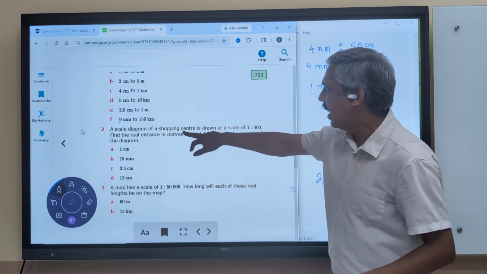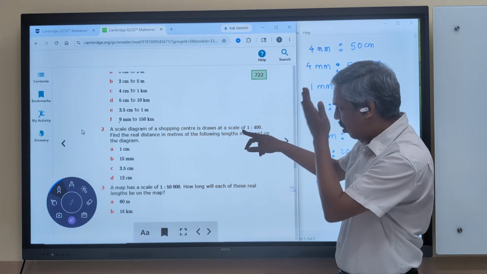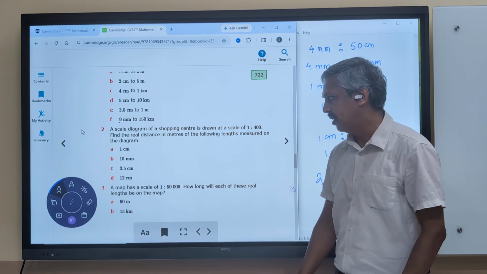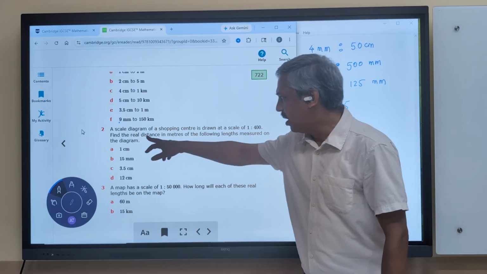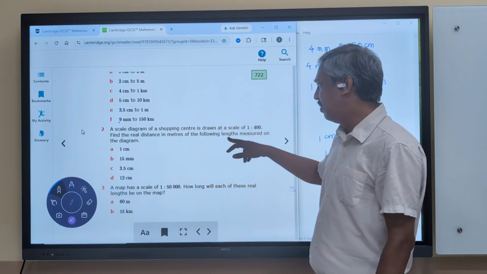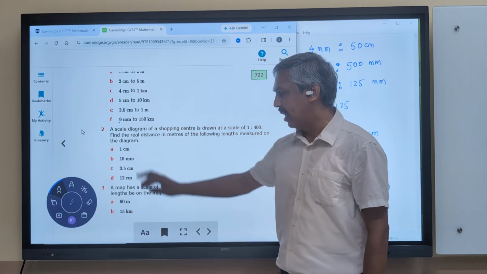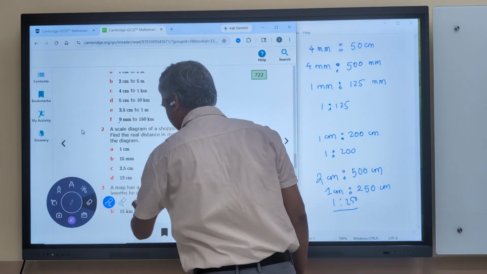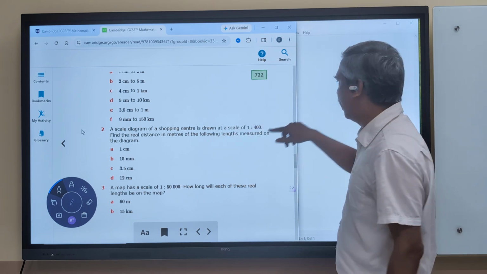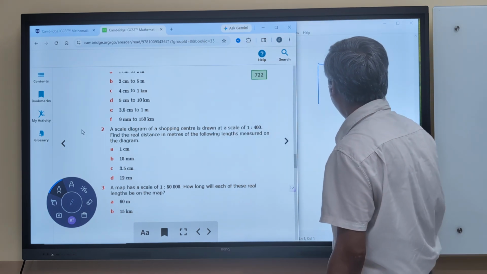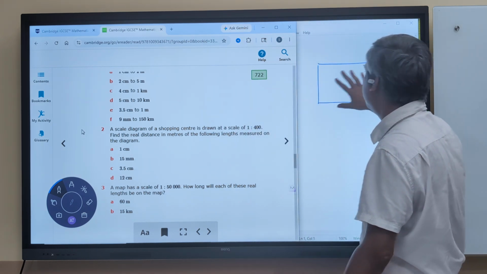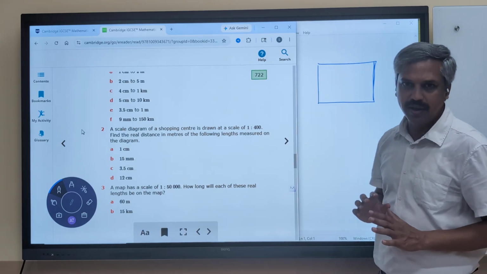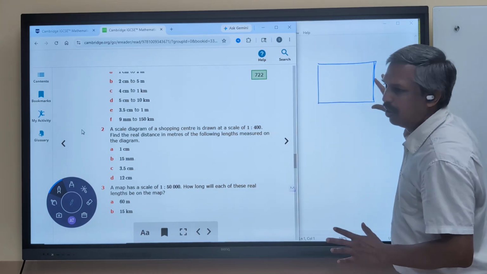Let's see this. A scale diagram of a shopping center is drawn to the scale 1 is to 400. Find the real distance in meters of the following lines measured on the diagram. So what is being given here is there was some shopping center and it is being drawn on a piece of paper. So this is the plot for the shopping center, and the plot is drawn to scale.